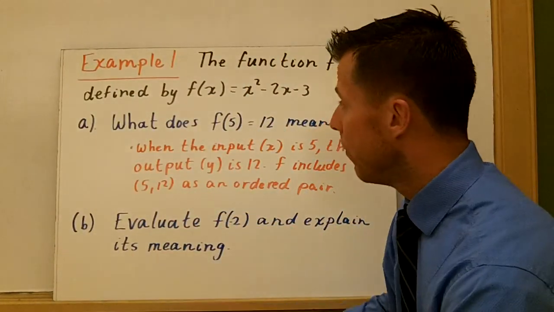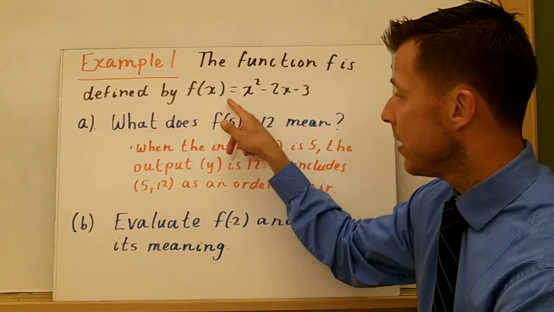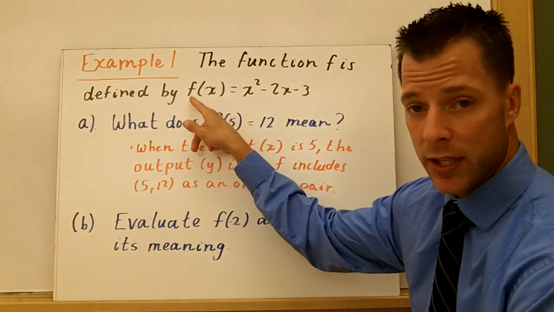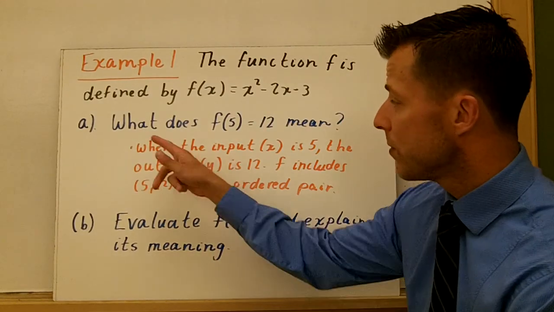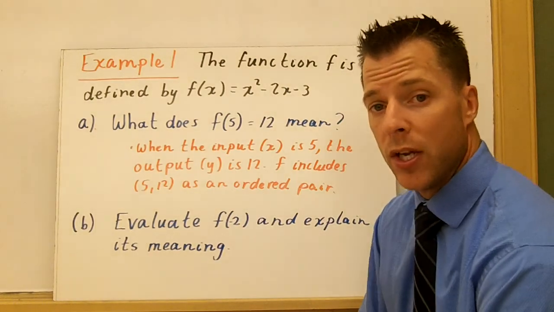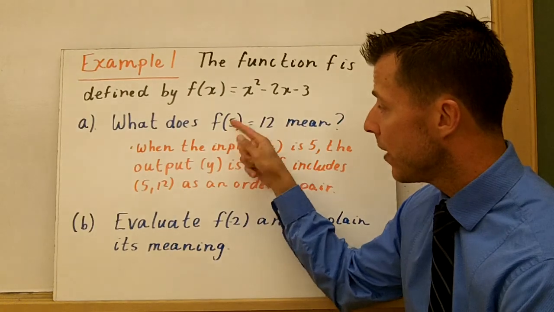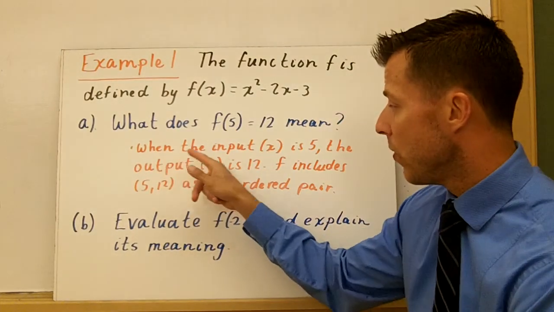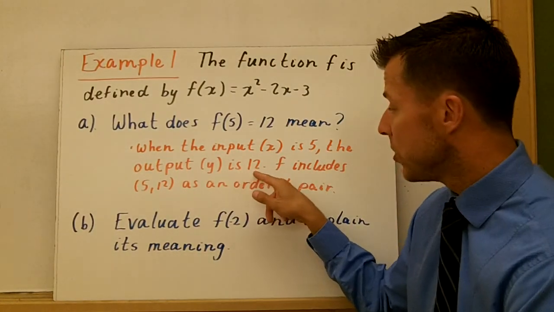Okay, so in example 1, the function f is defined by f of x equals x squared minus 2x minus 3. Here you can see the function is named with a lowercase letter. In part A, we're going to ask, what does f of 5 equals 12 mean? The basic idea is if you plug 5 in for x, the output, your y value, is 12. And that's what we say here. When the input x is 5, the output y is 12.